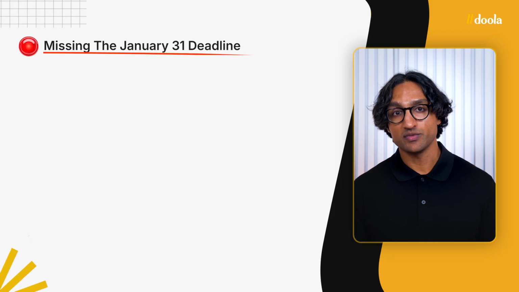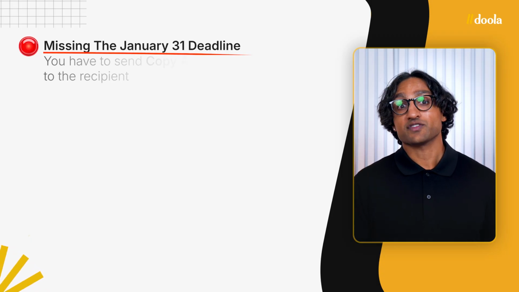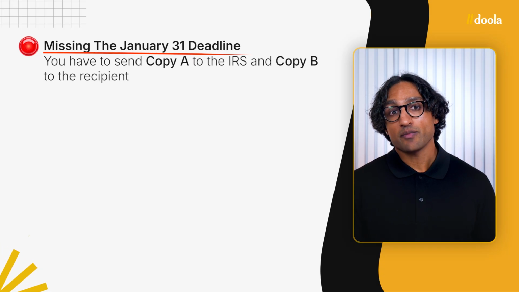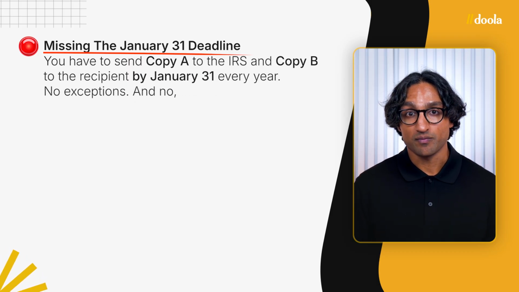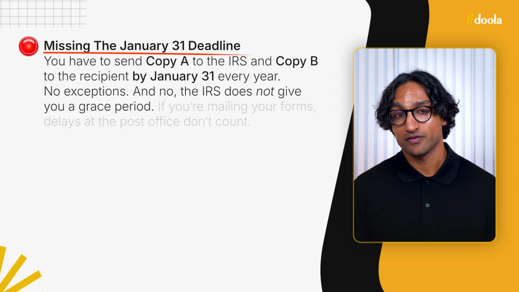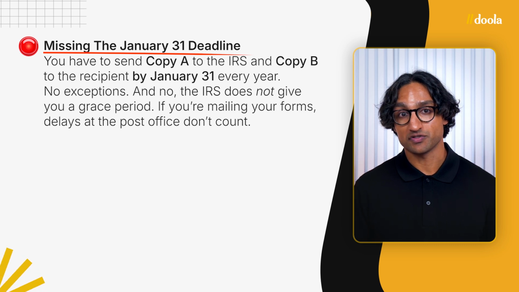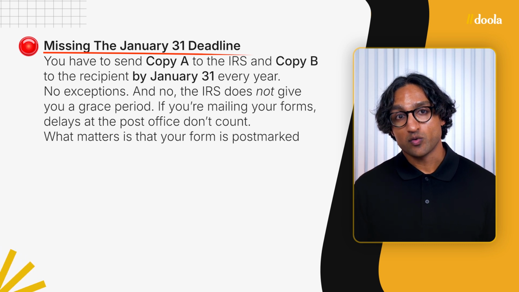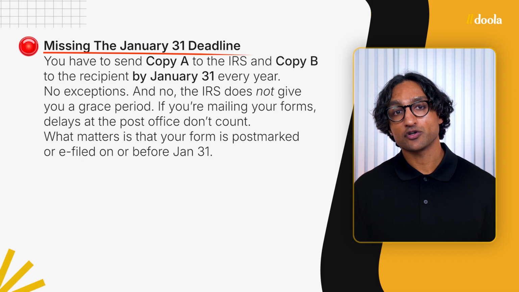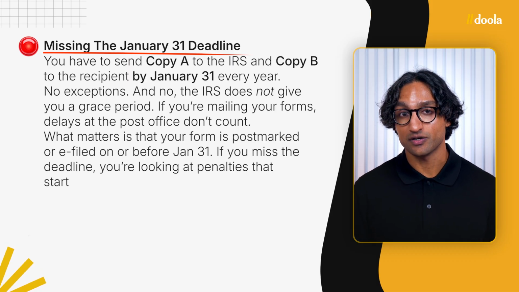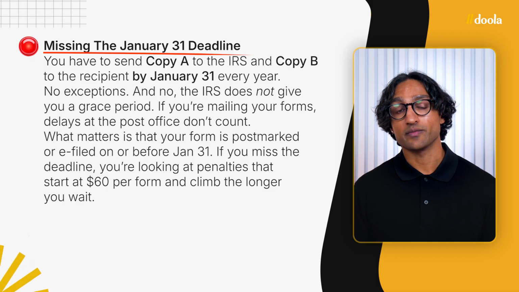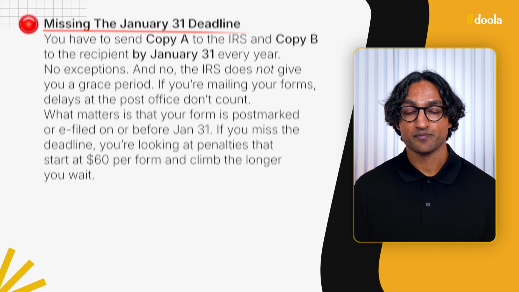So mistake 1 is if you miss the Jan 31st deadline. You have to send copy A to the IRS and copy B to the recipient by January 31st every year, no exceptions. And no, the IRS does not give you a grace period. If you're mailing your forms, delays at the post office don't count. What matters is that your form is postmarked or e-filed on or before January 31st. And if you miss the deadline, you're looking at penalties that start at $60 per form and climb the longer you wait. So don't miss this deadline.